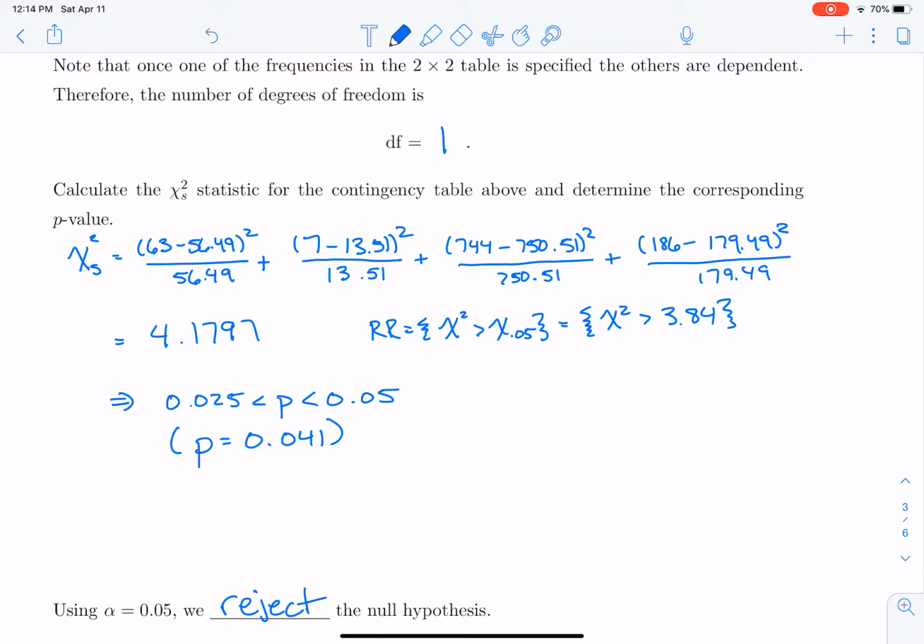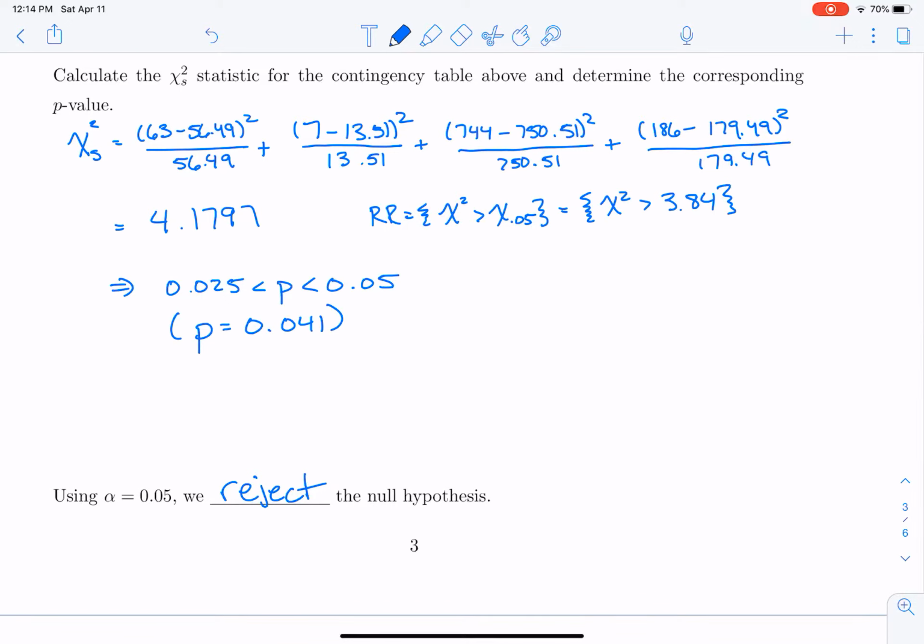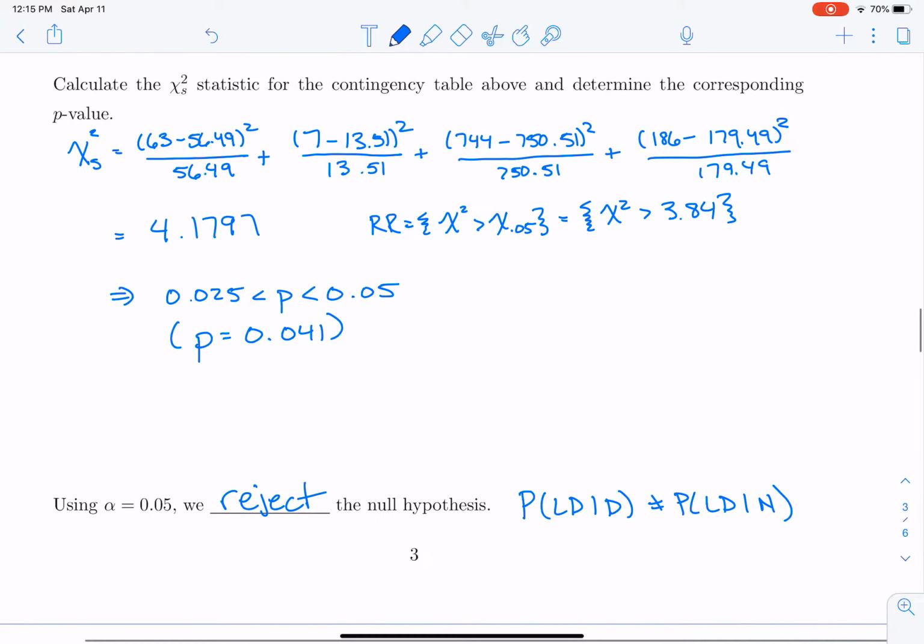The probability of having liver disease given that you're a drinker is not equal to the probability of having liver disease given you're a non-drinker. So we have evidence to suggest that liver disease depends on whether you drink or not. And then we would have to add some sort of biological explanation. Why does drinking affect the liver? Because we can't just assume that this correlation gives us a causal relationship.